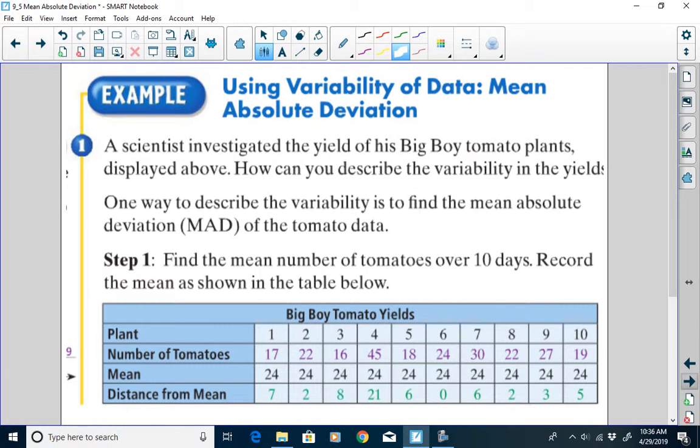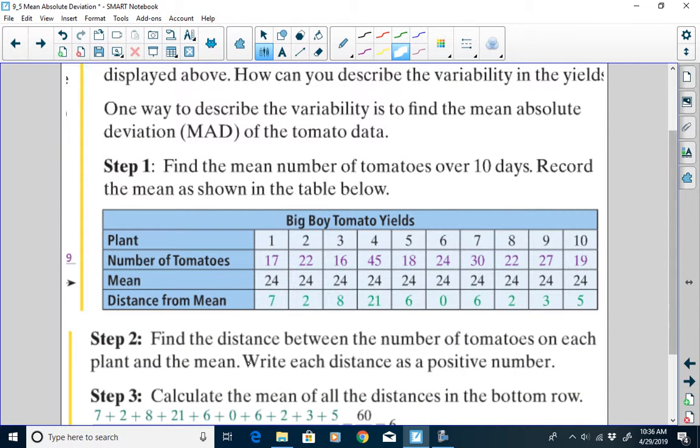In order to find the mean absolute deviation, we're going to take a look at that example of the tomato yields. Step one is to find the mean number of tomatoes over that 10-day period, and we record the mean in the table here. We find the mean number of tomatoes that the plants yielded, and that mean is 24. That's step one. Step two is to find the distance between the number of tomatoes on each plant and the mean. We will always write these distances as a positive number.